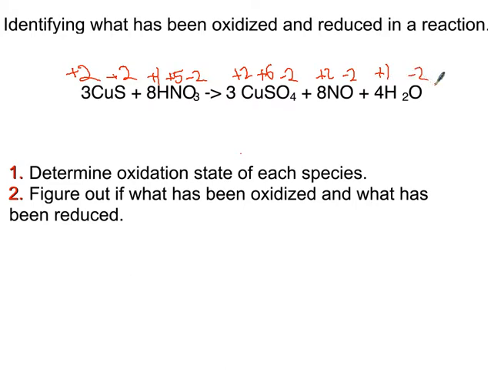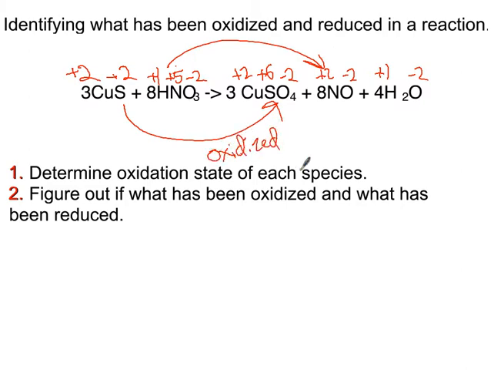We can see that sulfur went from +2 to +6, and nitrogen went from +5 to +2. Okay, so that means sulfur went up in oxidation number, so it was oxidized, and nitrogen went down in oxidation number, so it was reduced.